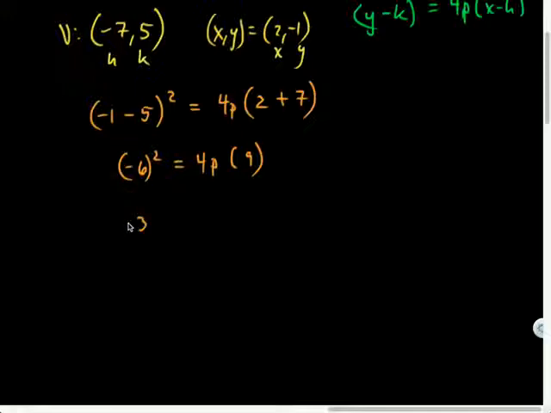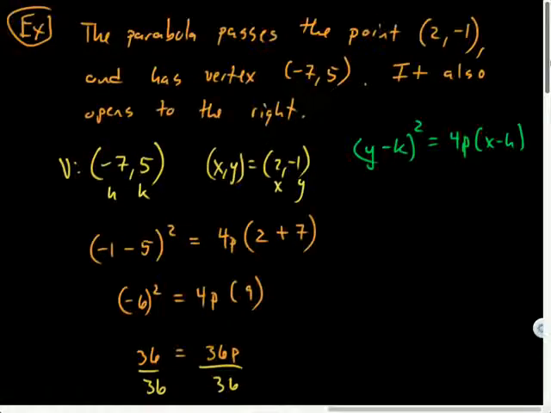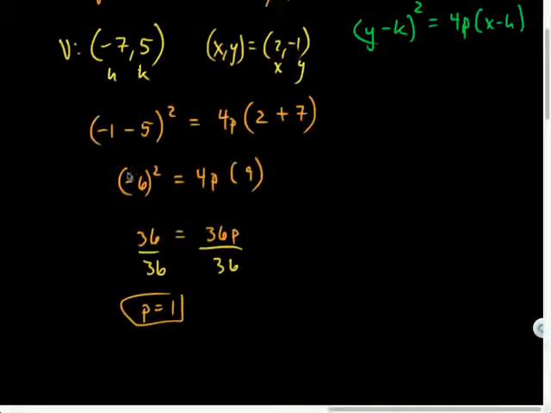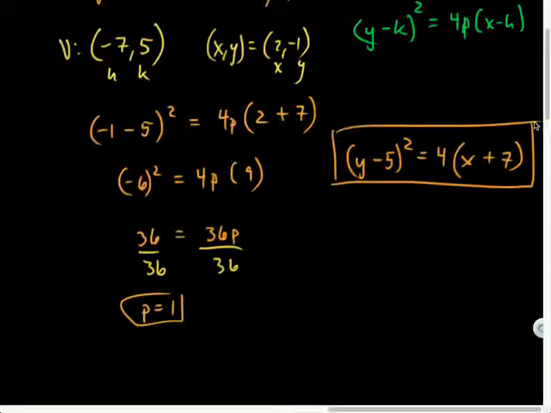So that's, no, I almost said negative there. Positive 36 equals 4 times 9, which also happens to be 36p there. So to solve for p, I could divide both sides by 36. And I would get p is equal to 1. Right? So now I can write the equation using the vertex and the value of p. So let's just plug in what we got. So I'll have y minus 5 squared equals 4 times 1, which is just 4, times x plus 7. Right, so here's the equation, and then you could gather everything you want to know from that.